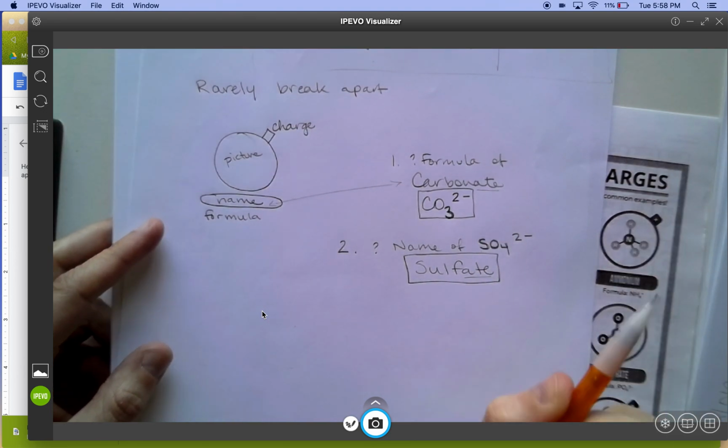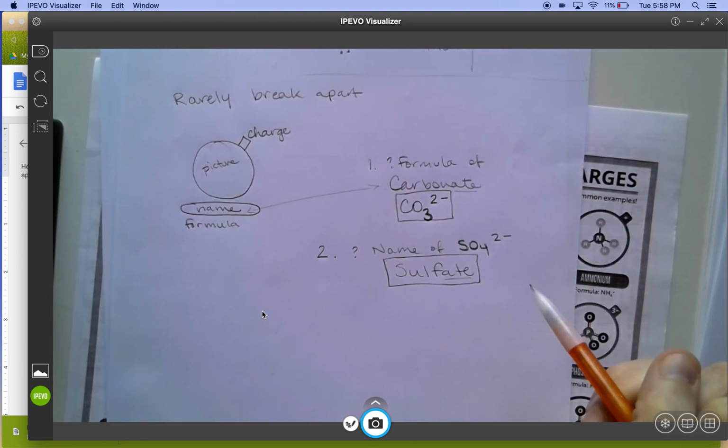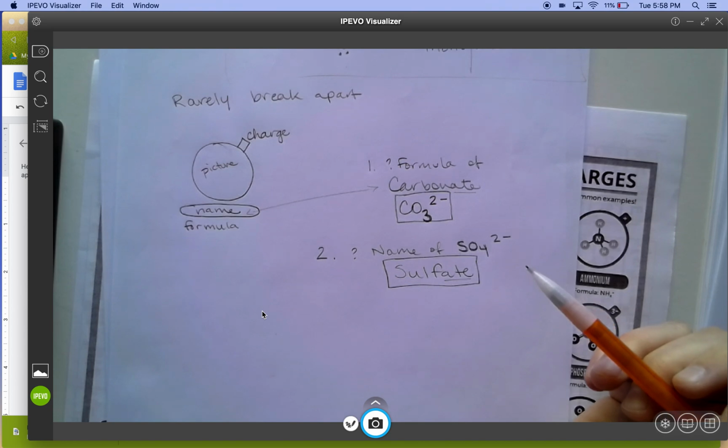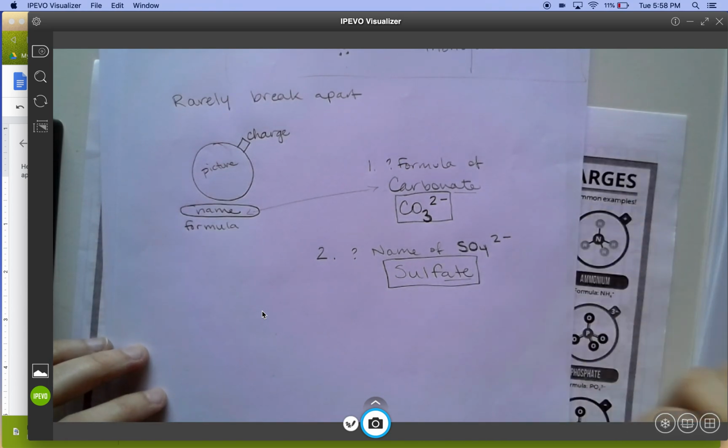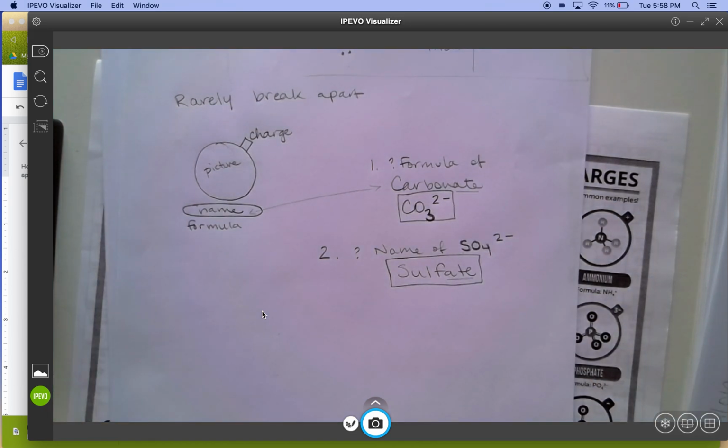As we go through, you're going to notice there's a variety of things that can be on the end of a polyatomic. But these are some really common ones: carbonate, sulfate. Let's keep ourselves rolling.